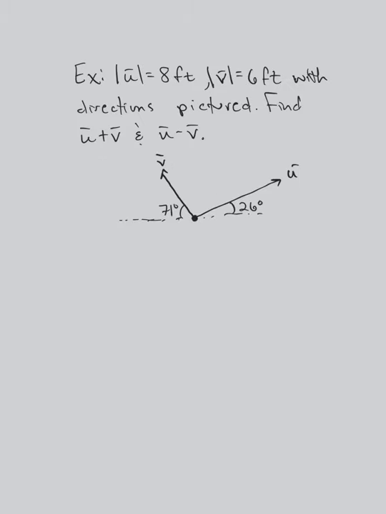Now let's look at a problem where we're given magnitudes and angles and add and subtract. Let's look at a problem like we saw in the last video and do this with coordinates though. Say I'm given these two vectors, length of u is 8, length of v is 6 feet, and the directions are pictured. The u has an angle to the right from the horizontal of 26 degrees. V goes to the left from the horizontal up 71 degrees.